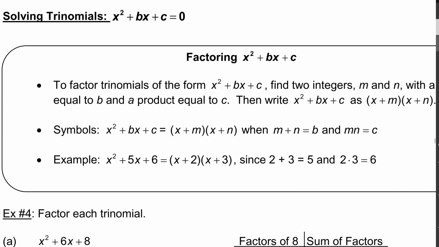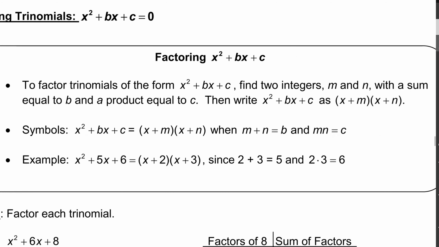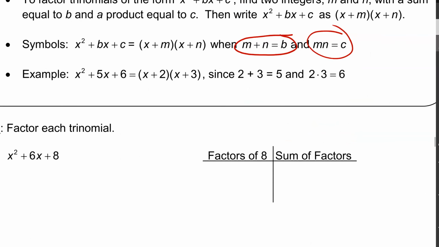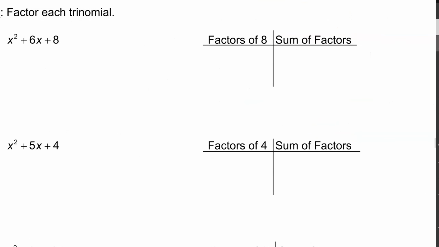Okay, so to factor trinomials of the form x squared plus bx plus c, find two integers, m and n, with a sum, they add to b, and then they will multiply to c. All right, so you're thinking of two numbers that add to the middle and multiply to the outer. This is just thinking of two numbers that add to the middle and multiply to the end.